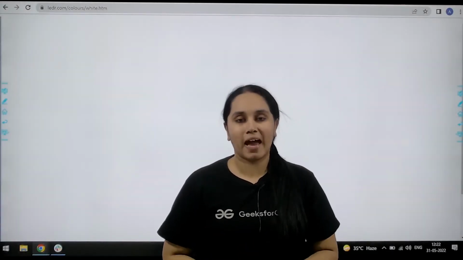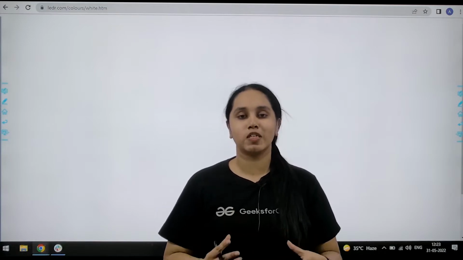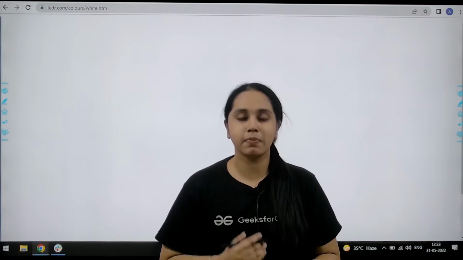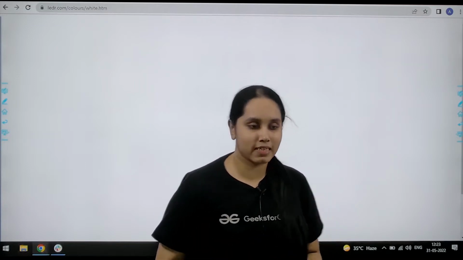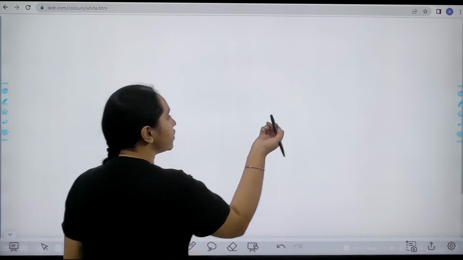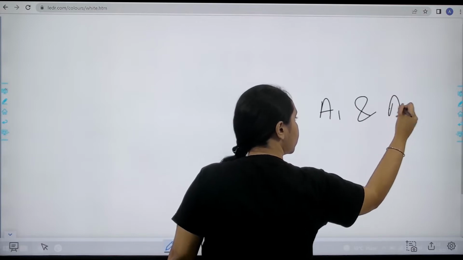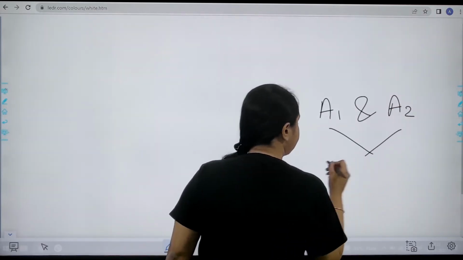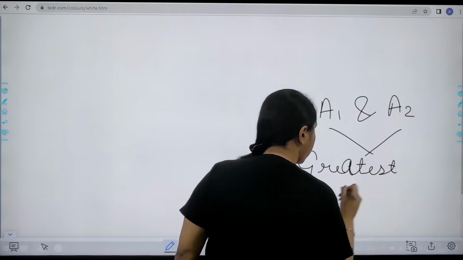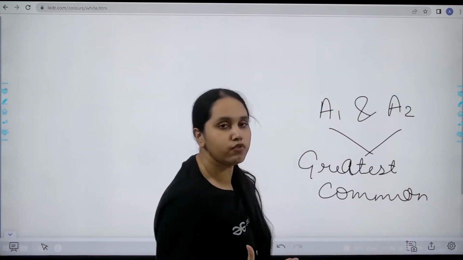Everyone, welcome back. In this session we will learn how to solve the practice problem GCD of two numbers. First we will understand the concept and then we will solve it. In this problem we are given two numbers, for example A1 and A2, and we need to find the greatest common divisor. That is the full form of GCD.